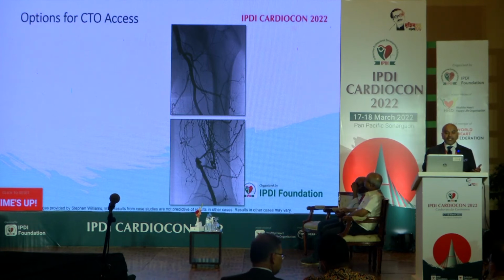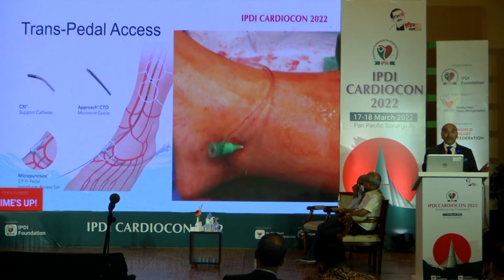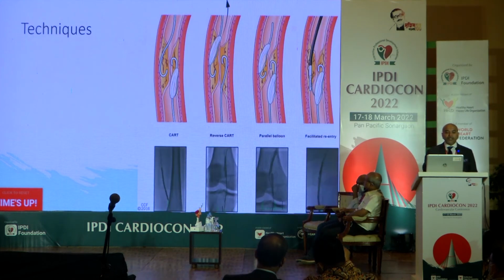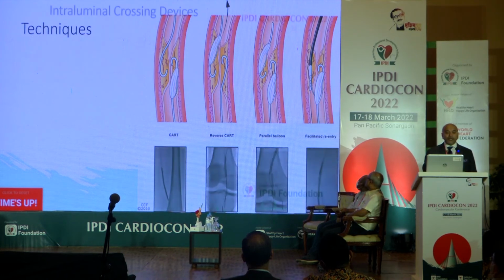To do complex below-knee interventions, you need to have a variety of tools. One is access, being able to access at multiple points: antegrade, which is the front door access, retrograde coming from the foot, which is back door, and then what we call transcollateral, which is side door. You should be able to do transpedal access coming from the foot and going backwards to revascularize. You should familiarize yourself with different techniques like CART and reverse CART and parallel balloon and facilitated reentry. These are different techniques that you can use to cross these complex calcified lesions below the knee.